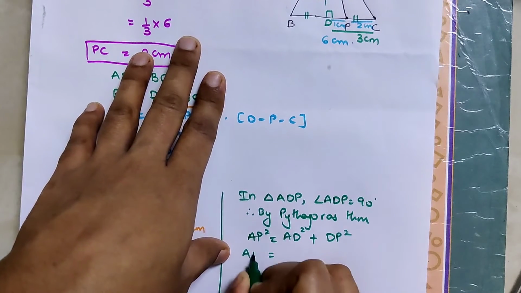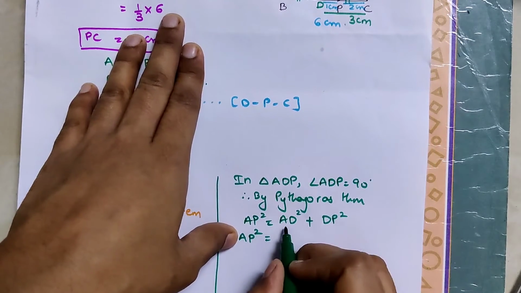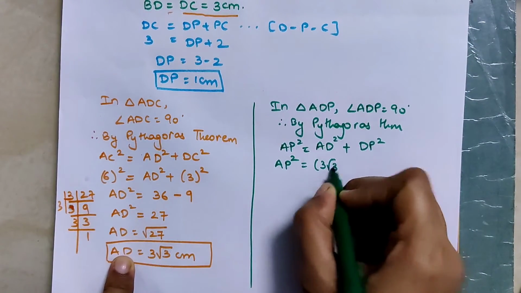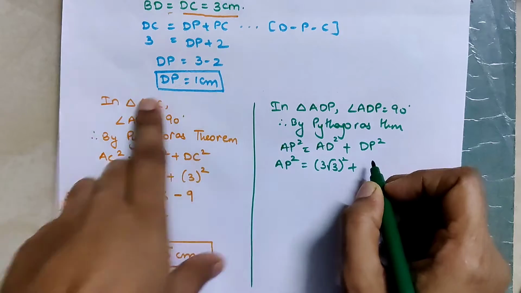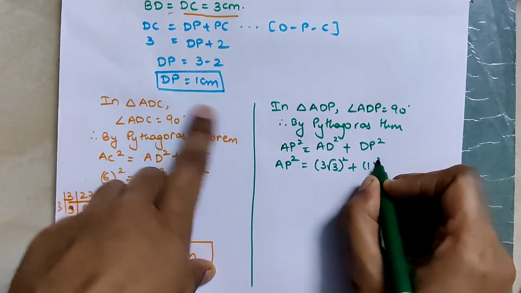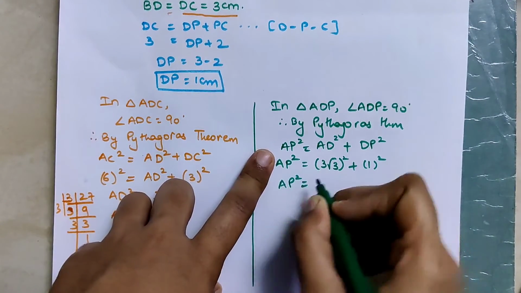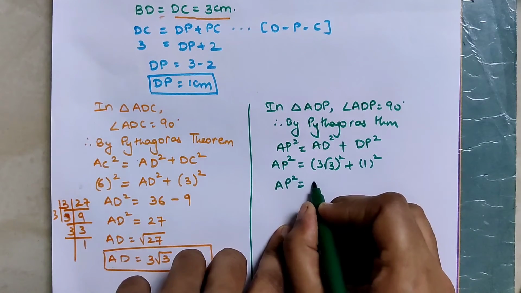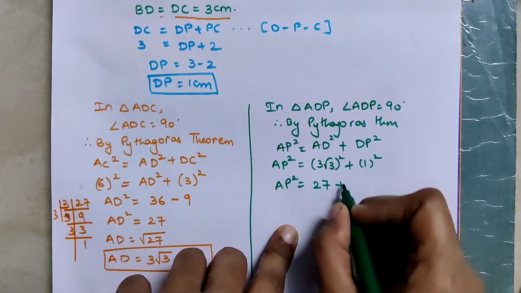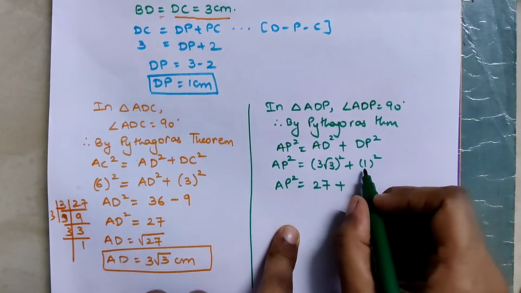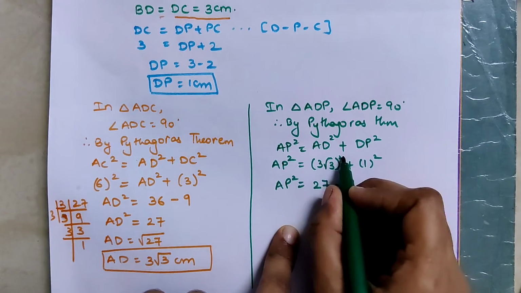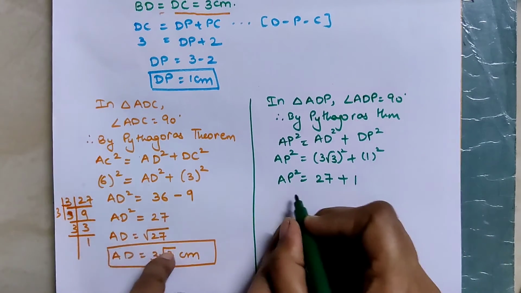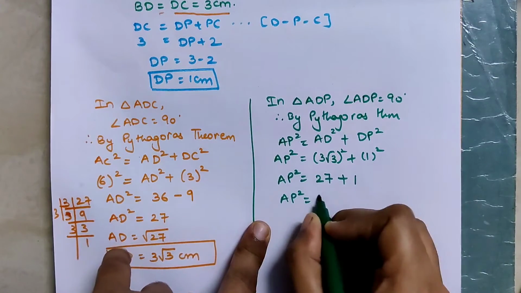AP square, AP we have to find, so keep it as it is. AD, just now we have found AD, it is 3 root 3 the whole square, and DP we got it as 1 square. So 3 root 3 whole square will be somewhat 27, since 3 3s are 9 and root 3 into root 3 is 3, so 9 3s are 27. 1 square is 1. So here AP square will become 28.